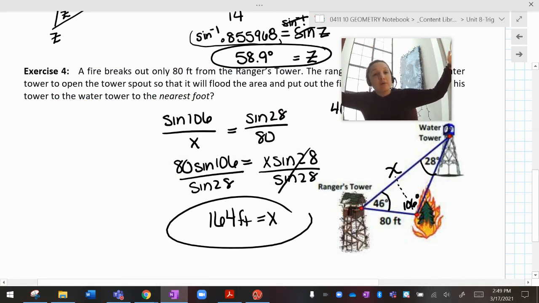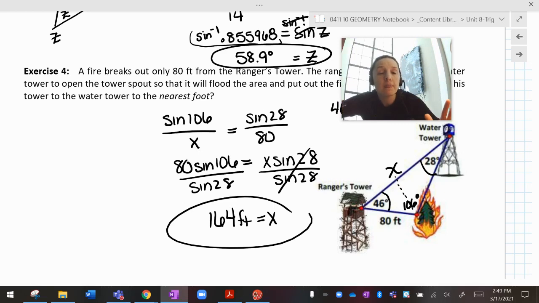That's the law of sines, my friends. For any triangle, right, acute, obtuse, it doesn't matter. The sine of an angle over its opposite side equals the sine of another angle over its opposite side, and then you use the cross product property to solve. I hope that made some sense.